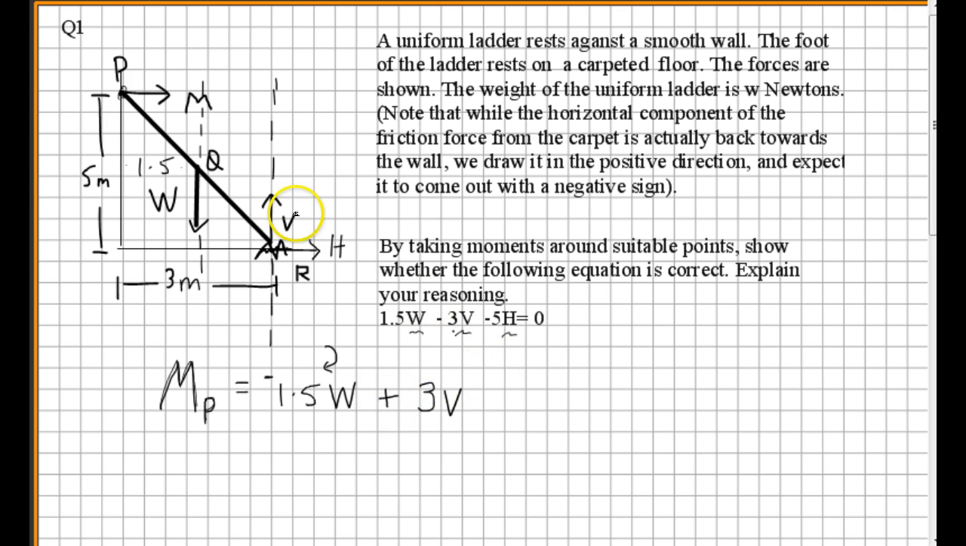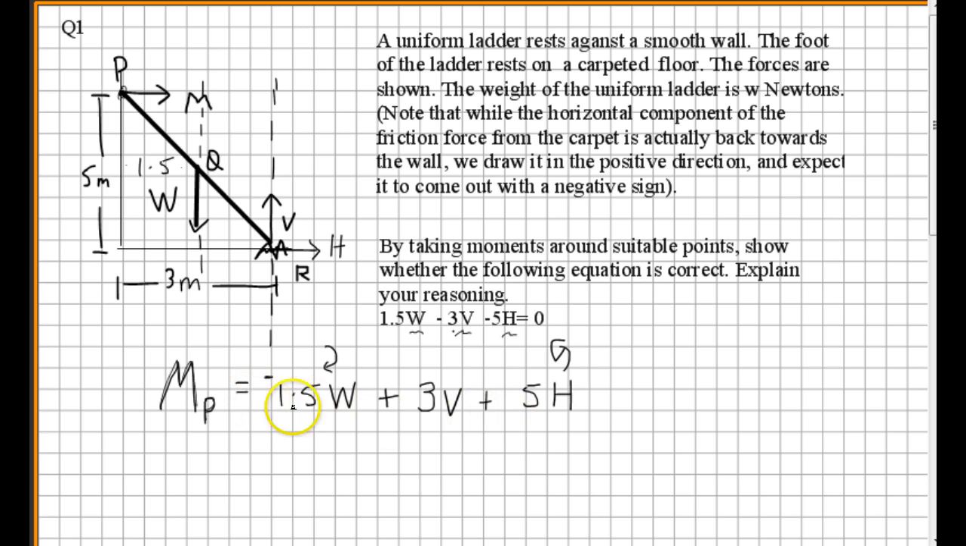Right, so let's see what the moment due to H is. So once again, H is along this line of action, which has a perpendicular arm back to P, that's 5 meters long. So the moment due to H will be 5 times H, and because it's in this direction, it's a negative. Oh, sorry, because it's in this direction, it's positive. So we leave it positive.